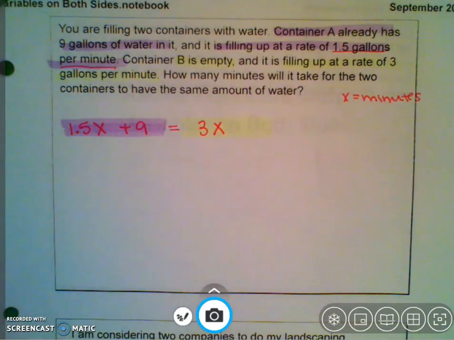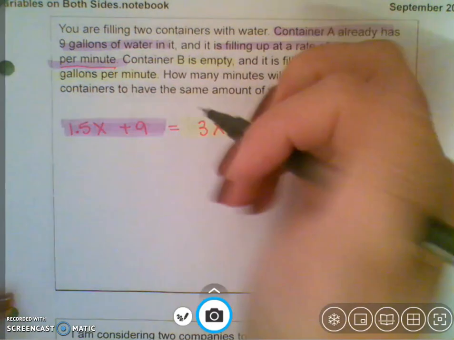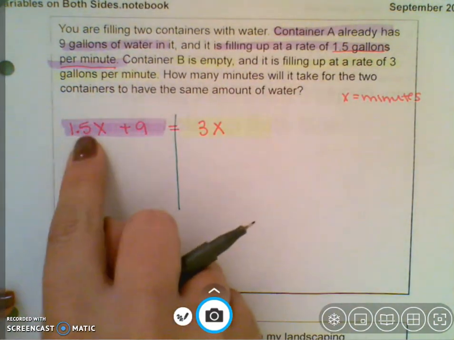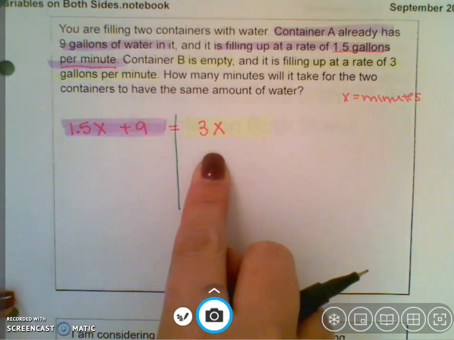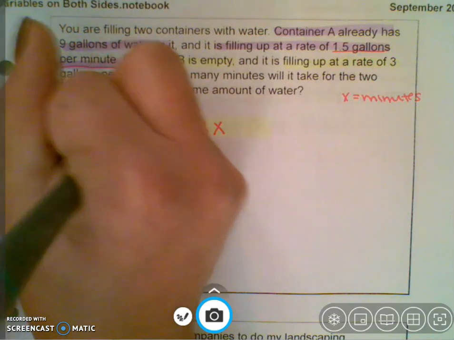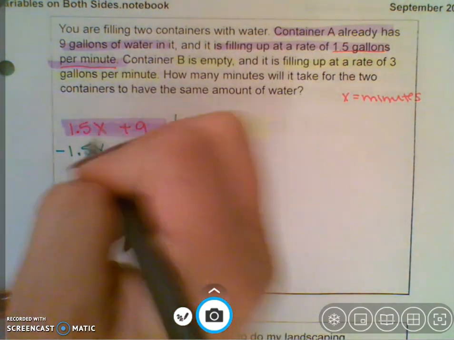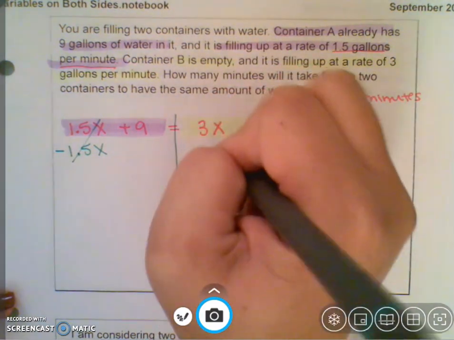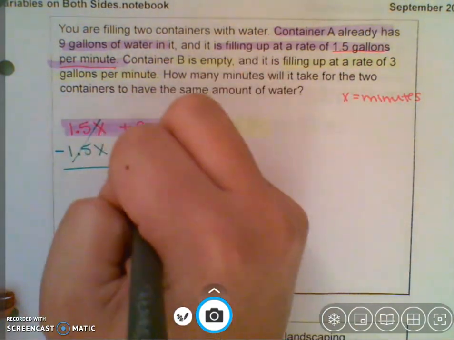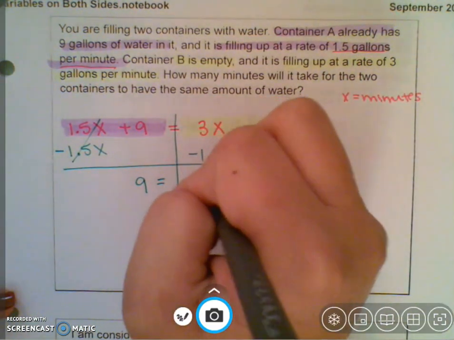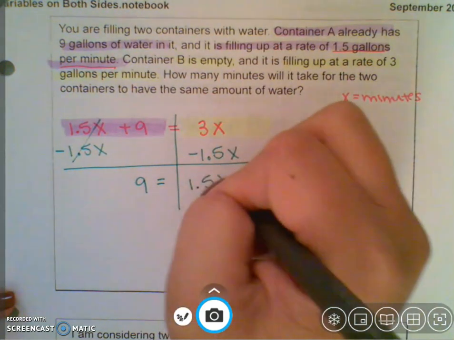Now I need to solve this equation like I've been doing. I need to get all the x's to one side. So since this is already a lonely x, I'm going to move this 1.5 over. So 1.5x, I have to do the opposite. So I need to subtract it. So those cancel out. Minus 1.5x. 9 equals 3 minus 1.5 gives you 1.5. And don't forget to bring your x down.